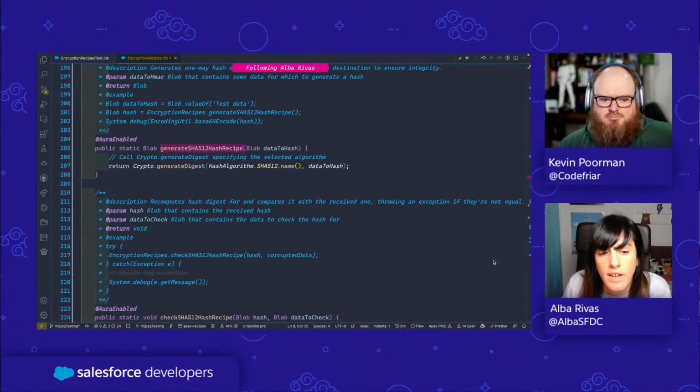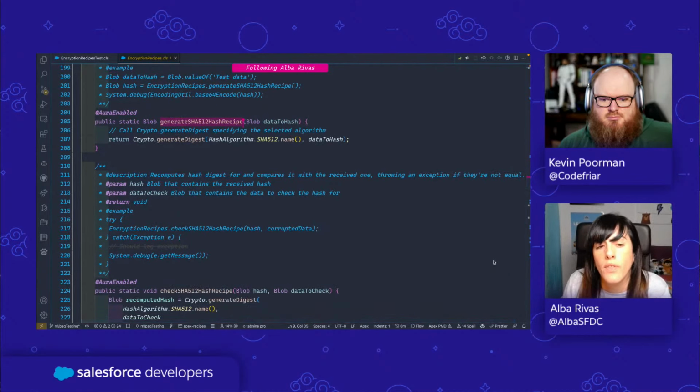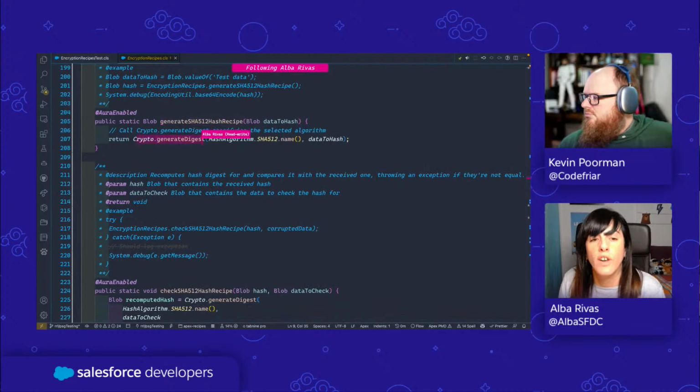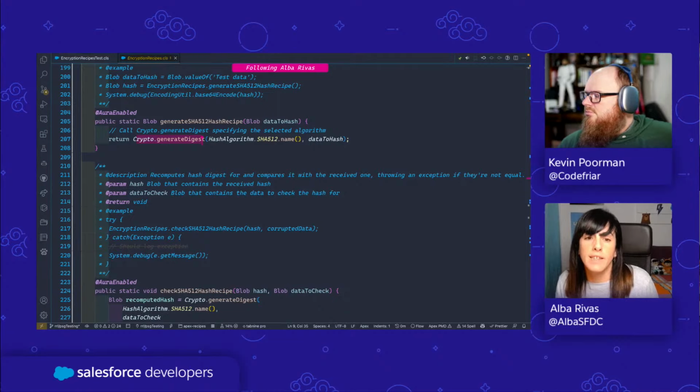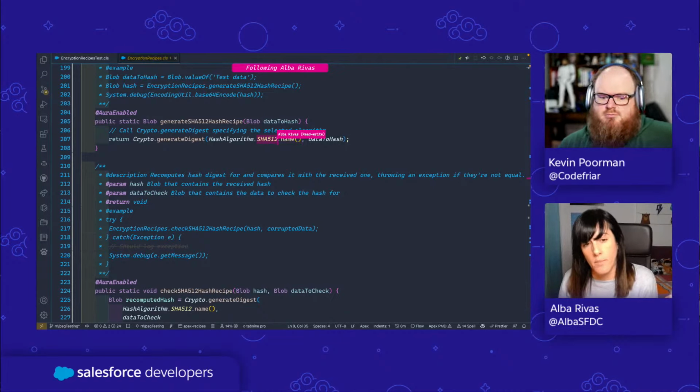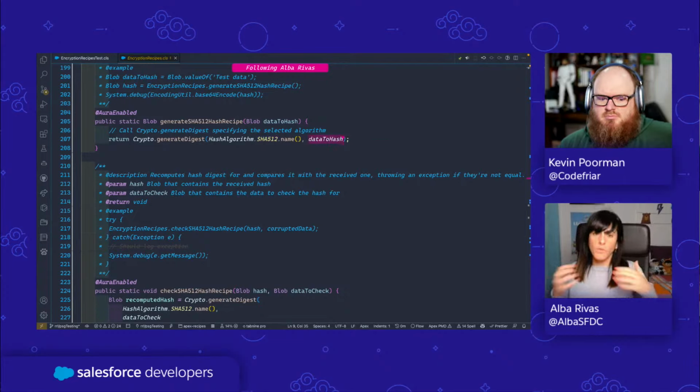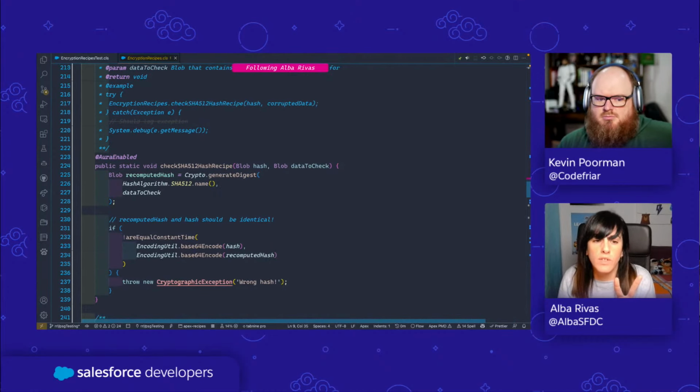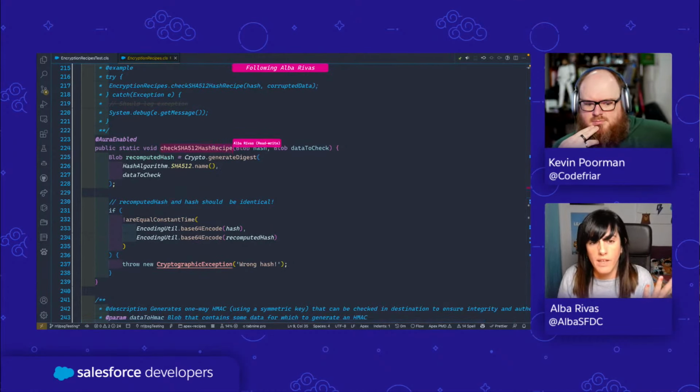In the sender, it's easy because the only thing that we need to do is to call the generate digest method, passing in the name of the algorithm that we want to use. Remember, the bigger the number of bits, the more secure it will be, and the data that we need to hash. Then we are in charge of sending to the receiver two things. We need to send the data, and we need to send the hash, because they need the hash to do that comparison. But pay attention here, because this is the most interesting part of this recipe.